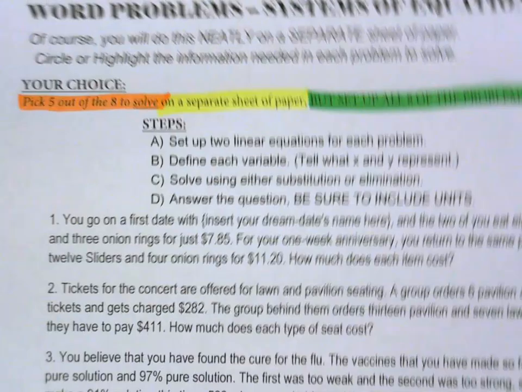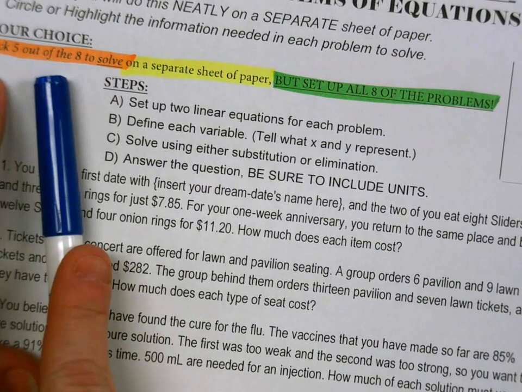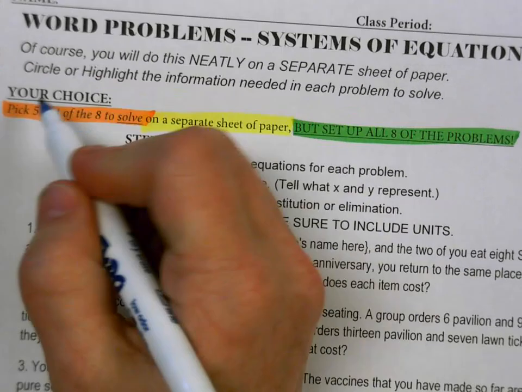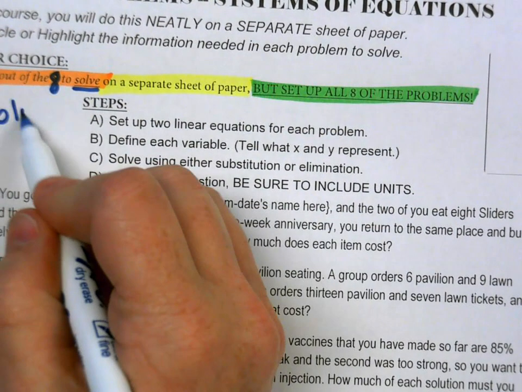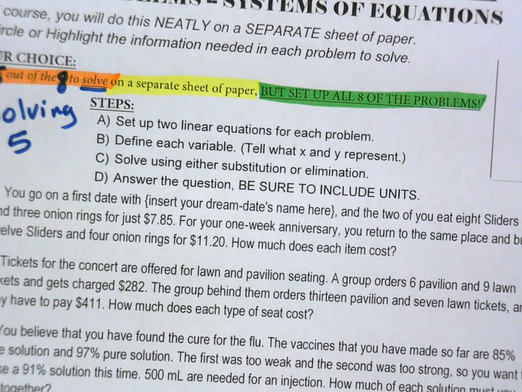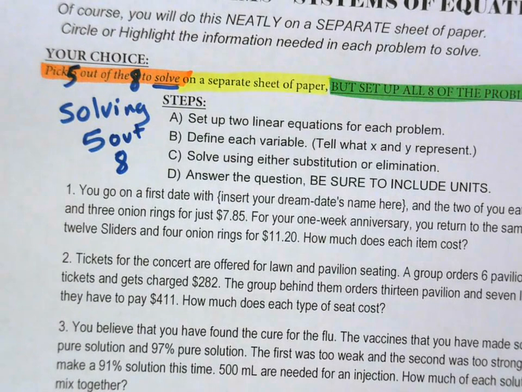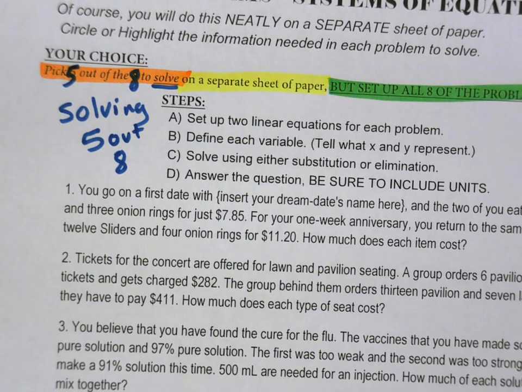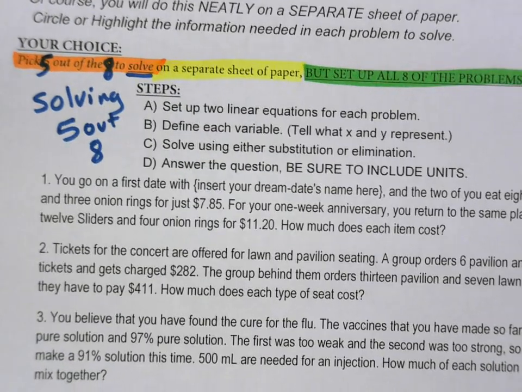The last thing we need to talk about is your assignment that I'm going to come around and bring you. Notice at the top, it's your choice. It says pick 5 out of the 8 to solve. You're only solving 5 of them. It doesn't have to be the first 5. It just has to be 5 of these 8 problems you actually finish working out and solve.